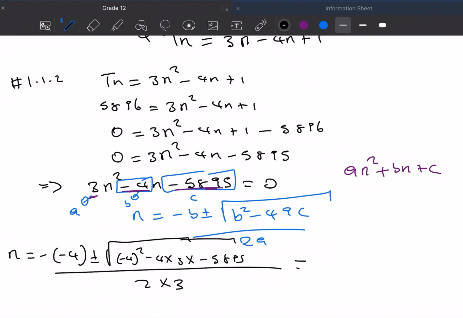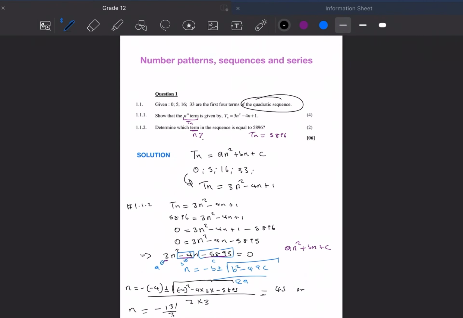5895 divided by 2 times 3. So if you start with the plus, you're going to have 45, right? n is equal to 45. Now change the plus to a minus, and you're going to get -131/3.